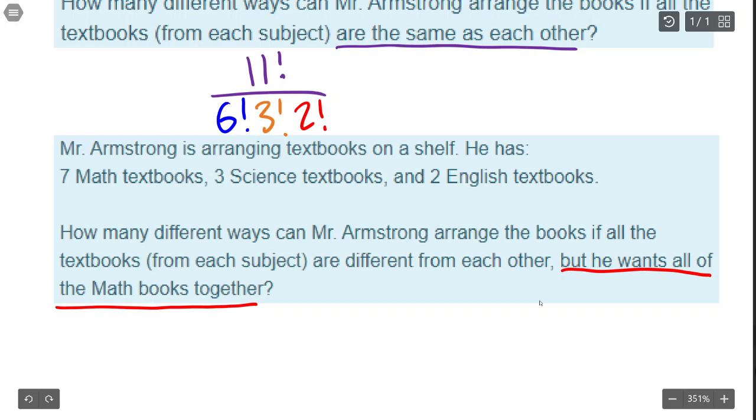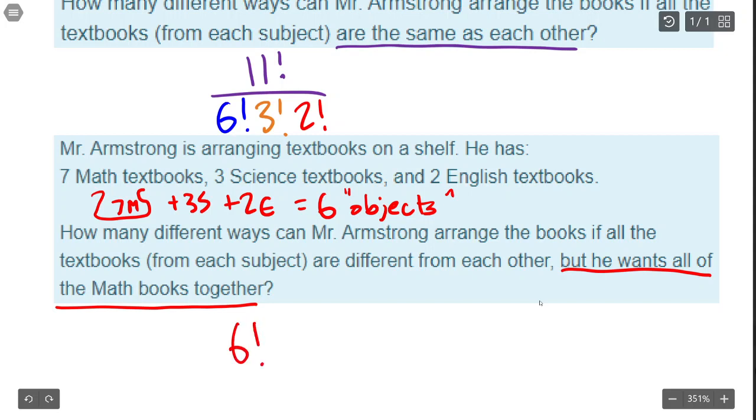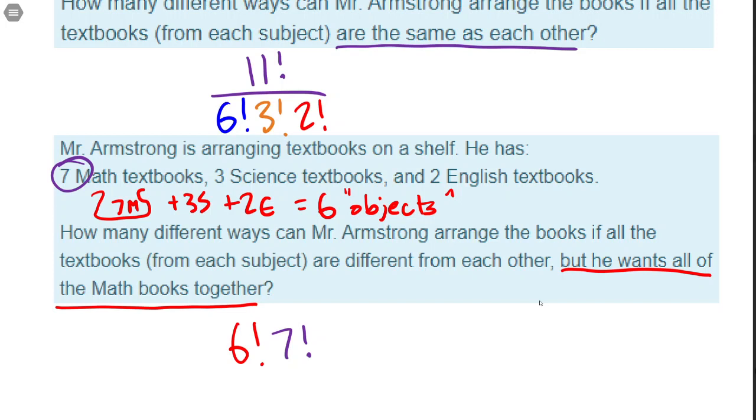Okay, this is like the friends sitting together thing, right? So inside the bag, we have our 7 math books, plus we've got 3 science books, plus 2 English books, for a total of 6 objects that we're going to arrange, 6 factorial. And then the 7 math books we need to rearrange. So it's 6 factorial ways of arranging the 3 science books, 2 English books, and the bag of math books, times 7 factorial for the ways you can arrange the 7 math books.